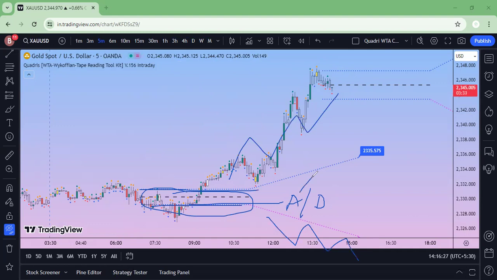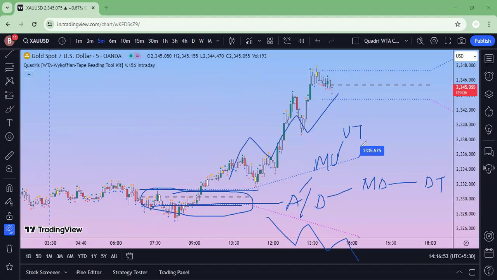Because after every accumulation, there is a markup, if you know what Wyckoff has said in his 4 cycle, and after every distribution, there is a markdown phase. And this markdown phase, we commonly refer to as downtrend, and markup phase, in today's time, we refer to it as uptrend.